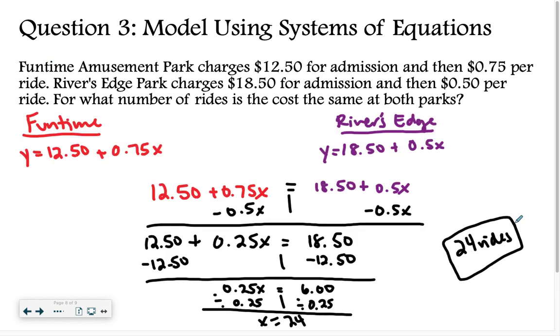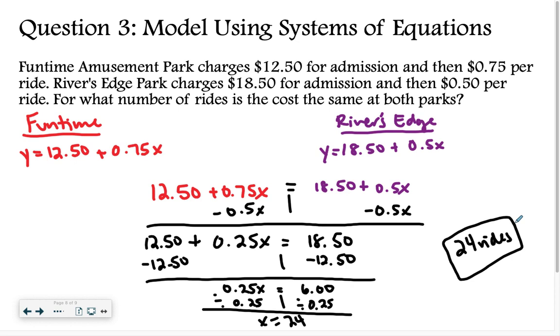All right, hopefully when you set up this problem, you said Fun Time. The equation would be y equals 12.50 plus 0.75x, and River's Edge would be 18.50 plus 0.5x. And then you saw you had a y equals and a y equals, and you know you can just set those two things equal to each other. So you said 12.50 plus 0.75x equals 18.50 plus 0.5x. Then I showed you my work, my steps for solving for x, and that is going to be my answer. The answer is going to be 24 rides is when the cost is the same.